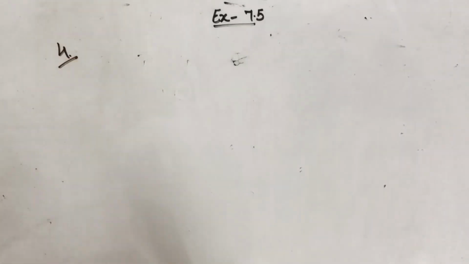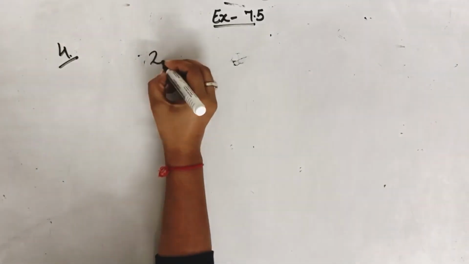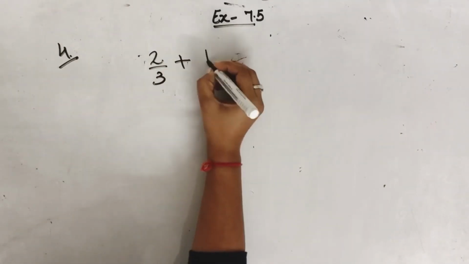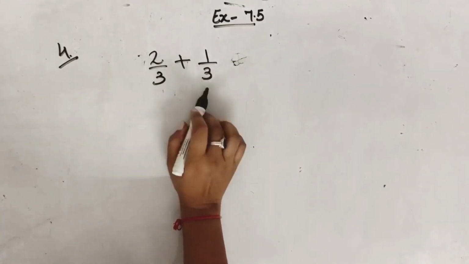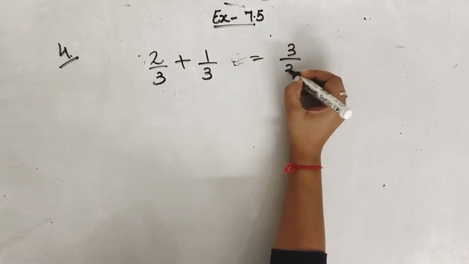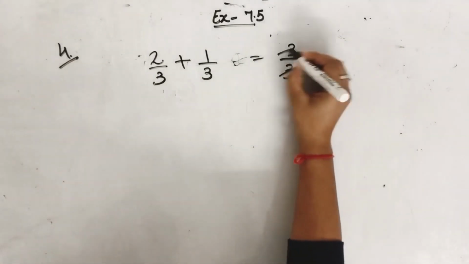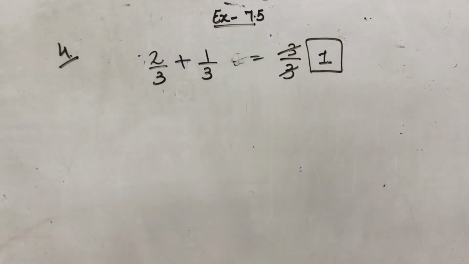Fourth question. Shubham painted 2/3 of the wall. His sister Madhvi helped and painted 1/3 of the wall. How much did they paint together? Shubham painted 2/3, Madhvi painted 1/3. You have to tell how much they painted together. It means you have to add both the fractions. So again you will add and it will be 3/3, which is 1. It means they painted the whole wall together.